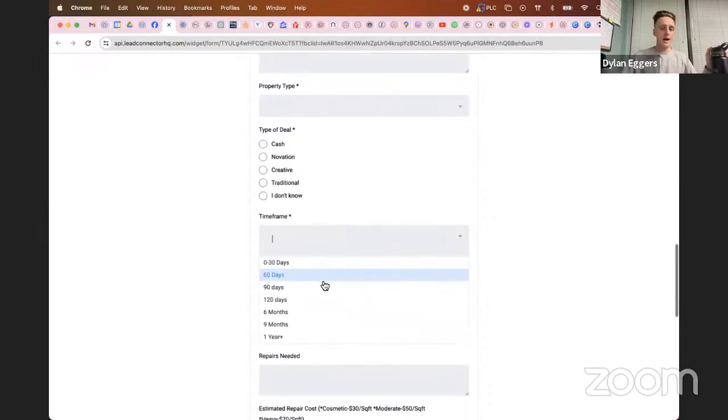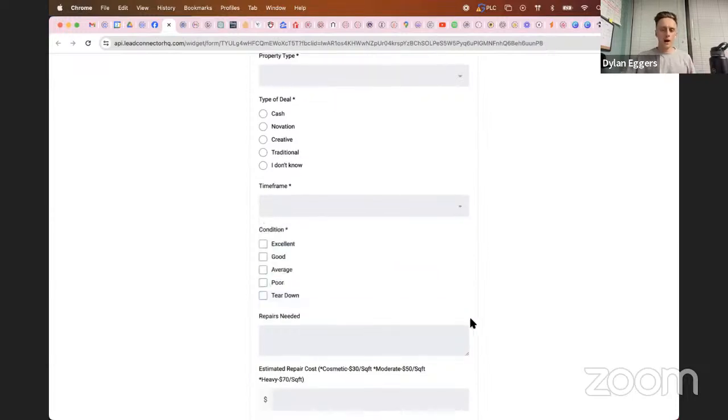The second pillar is going to be time frame. How soon do they need to sell, right? Like maybe they need to sell because they're moving for a new job, but maybe they don't move for that job for another 6 months. So maybe they're not so motivated right now, but they will be, right? So that's another important pillar, time frame.